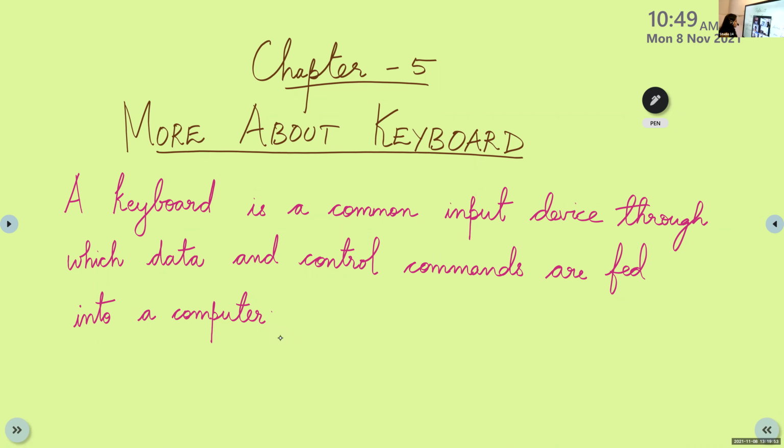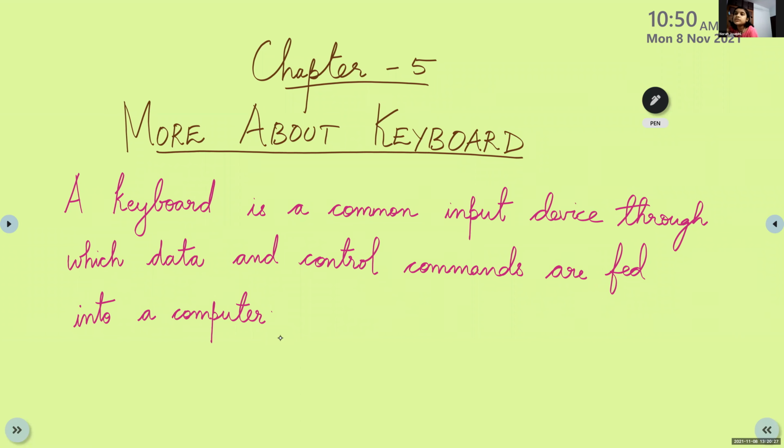We can also give control commands, which means, suppose we are playing a game and we want to move left side or right side, what will we do? Use the mouse or keyboard. We'll press the keys, left and right keys, isn't it? We are controlling the game and we are giving a command using the keyboard. That is what is meant by control commands.